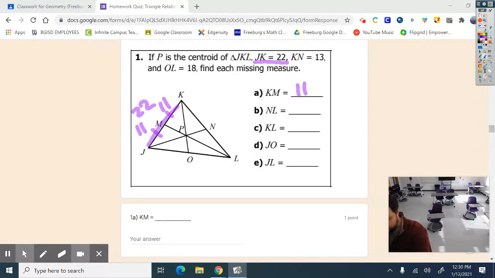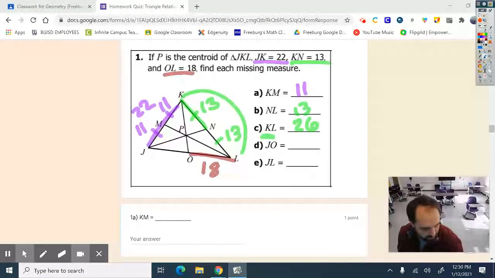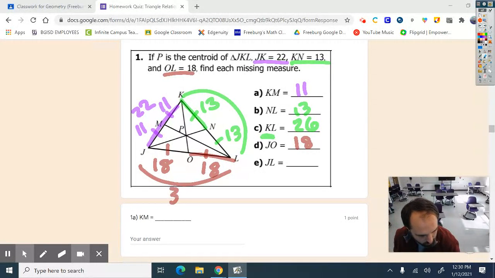Next question off of KN is 13. K to N is 13. We know that these are equal parts, so N to L is also 13. And then we would know this full distance, K to L, is 26. OL is 18. Again, these are equal parts here, so JO is 18. And its full distance there would be 36 for JL.